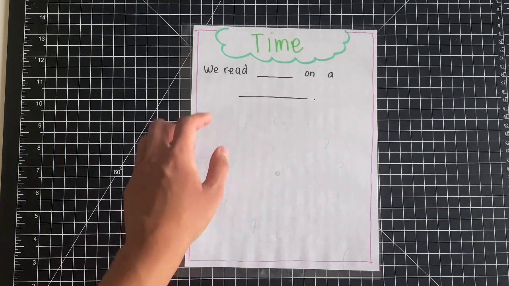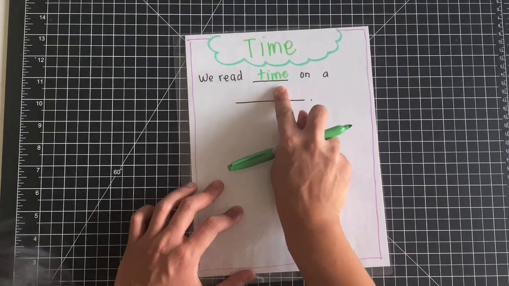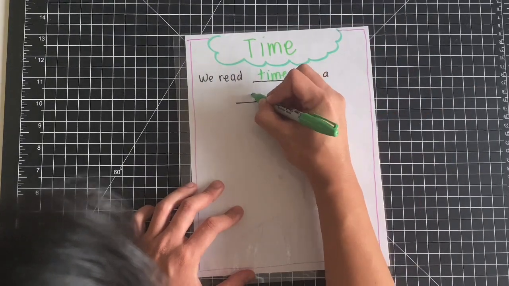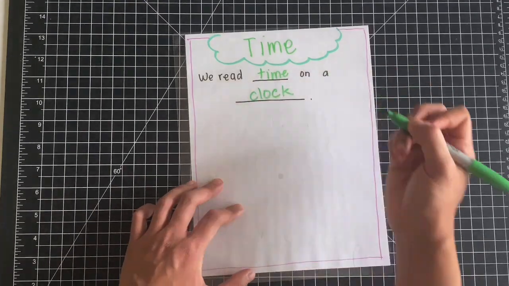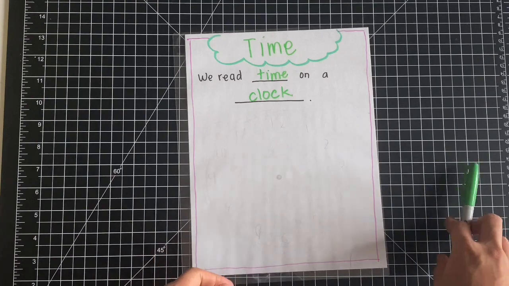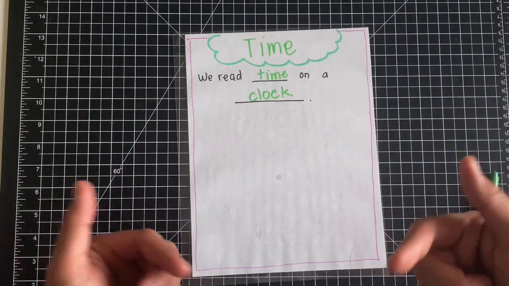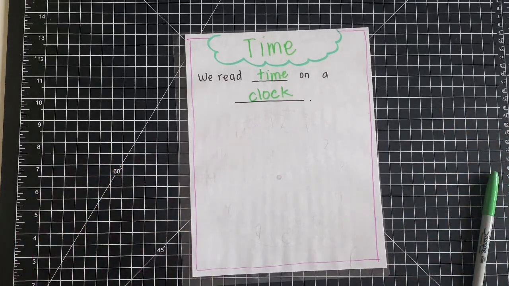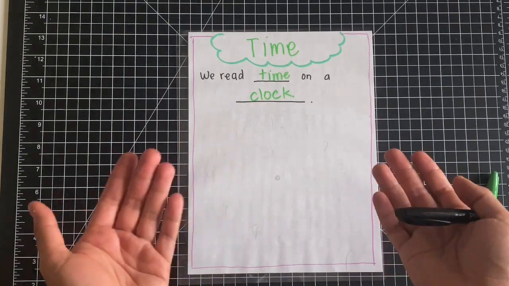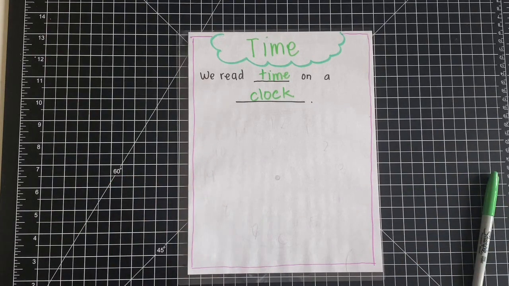Now, we read time. So we read time on a clock. That's how we know the time. Now, do you know what a clock is? Do you have a clock in your house? You can point to your clock right now. In our classroom, we had a clock right by the door. And today, I'm going to introduce to you all the different parts of a clock so that we can tell the time. Okay, so there are a couple of very important parts to a clock.